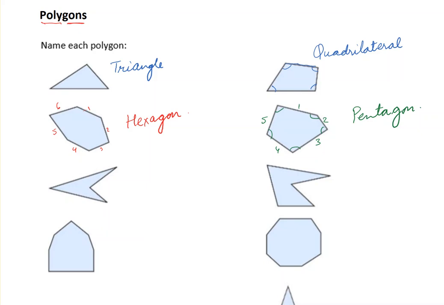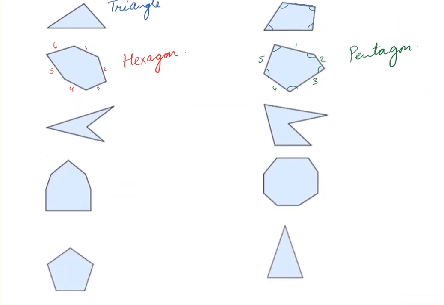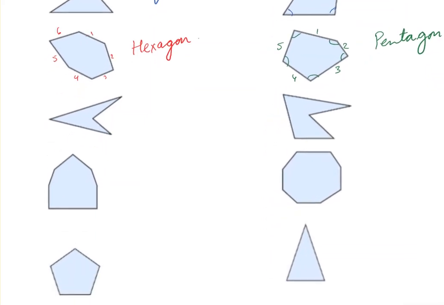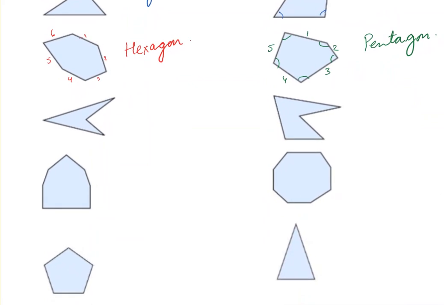So next one is a little bit different than what we have already seen. So interesting, but let's see what we have here. So first count the number of sides. So 1, 2, 3, 4. So we have 4 sides here. So you will be surprised to know that this is also a quadrilateral because it has 4 sides.